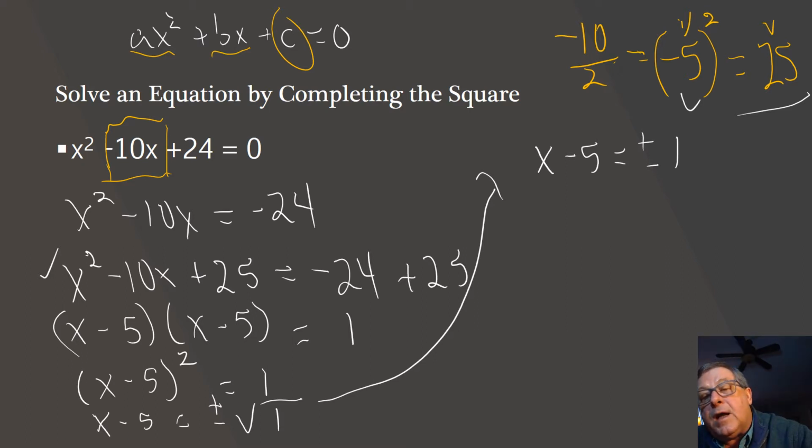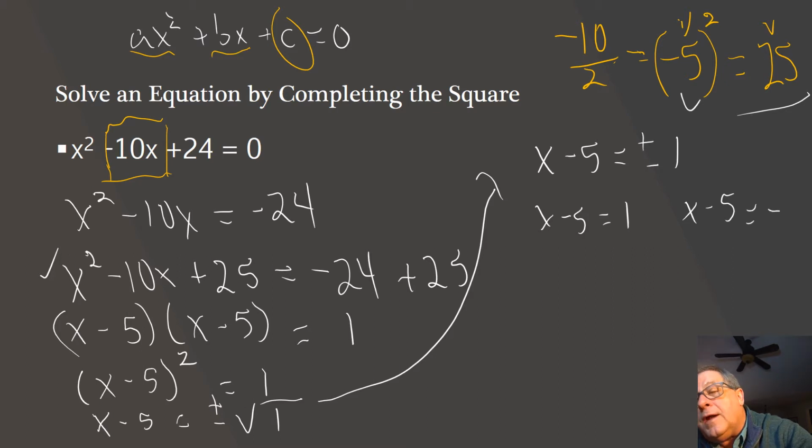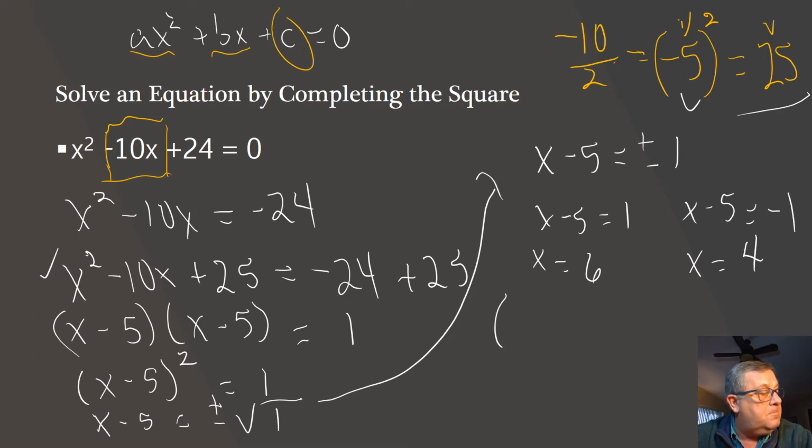So let's see. Now we got x minus 5 equals positive 1. And we've got x minus 5 equals negative 1. Plus or minus 1. Well, we're going to add 5 to both sides. Well, over here on the left part of this, x is now going to equal 6. And on the right side, I've got 5 minus 1. Adding 5 to both sides, x is equal to 4. And so my solution is 4 and 6. Okay, not too bad. Completing the square.